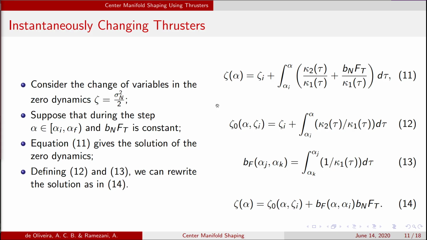First, let's consider that the effect of the thrusters in the aerodynamics is constant during the whole step. The solution of the Poincare function of the aerodynamics can be written as in equation 11, where zeta comes from this change of variables.